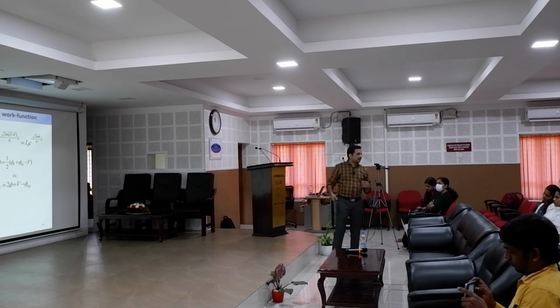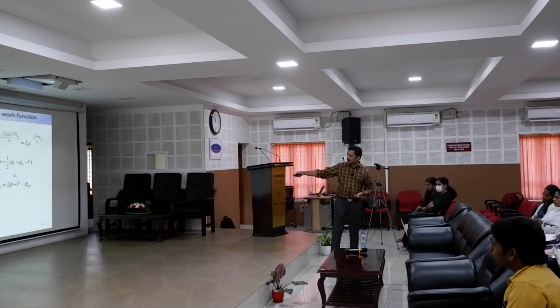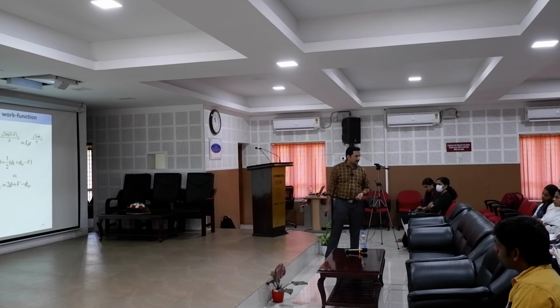So basically the tip work function we know because we use the platinum iridium tip. So we know the work function of it. So we know the voltage we applied to get this tunneling current. So it's 0.5 volt, for example, or 1 volt. And from that we can easily find out what is the work function of the material.